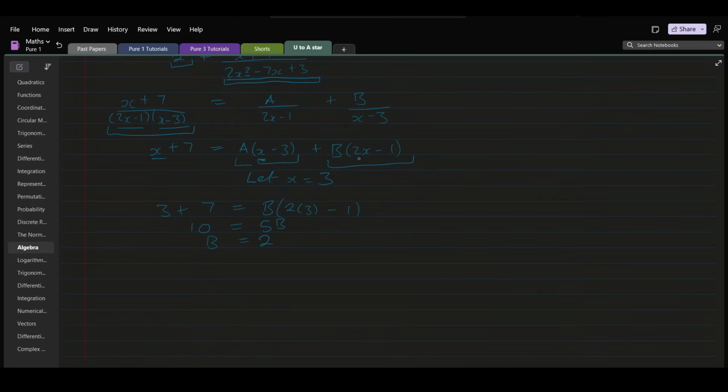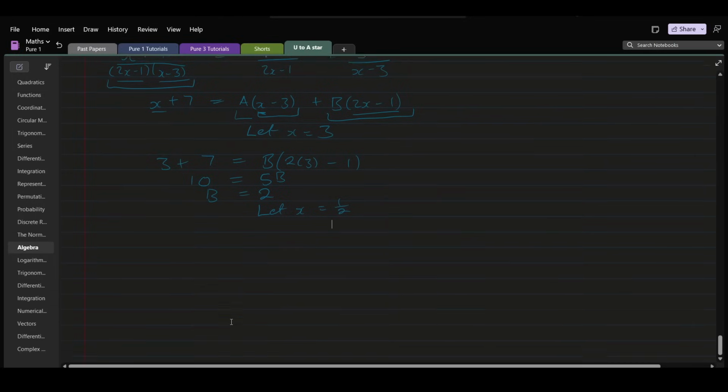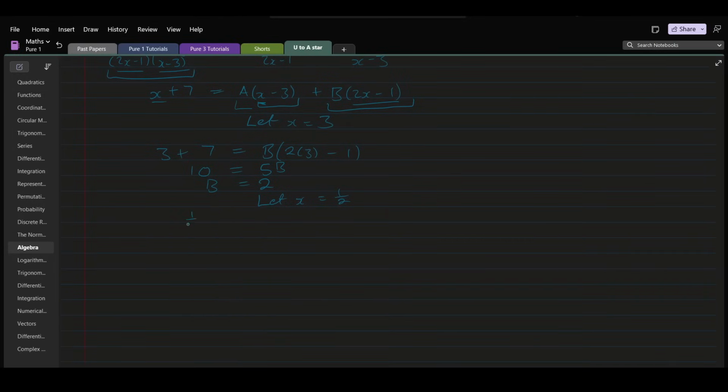So we need to find the value of x that will make this bracket equal to 0 so that we cancel out the term in B. And that value of x would be half. So let x equal half. And let's substitute x with half. So this becomes 1 over 2 plus 7 is equal to A (1/2 - 3). And 1/2 plus 7 gives us 15 over 2. And this is equal to 1/2 minus 3, which is negative 5 over 2, A.